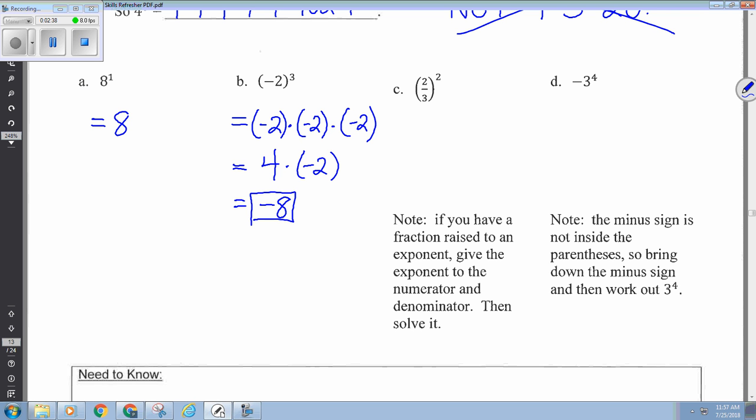So, part C. You have 2/3 squared. A hint for you: if you have a fraction raised to an exponent, give the exponent to the numerator and denominator. Then solve it. So 2/3 squared is really 2 squared divided by 3 squared. 2 to the 2nd power is 4. 3 to the 2nd power is 9. And you're done with the problem.